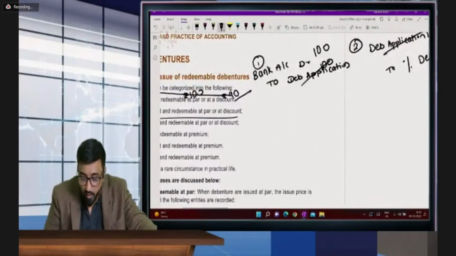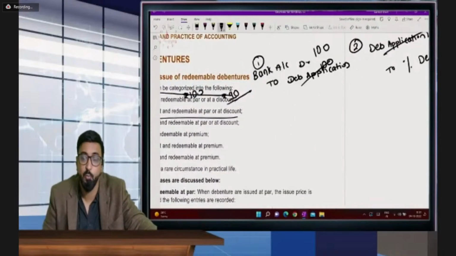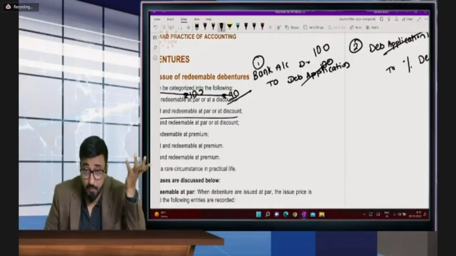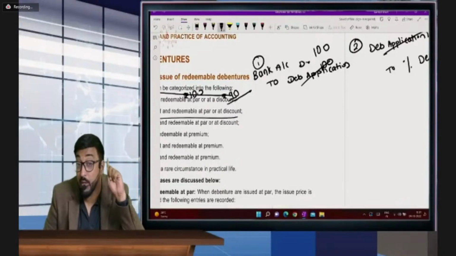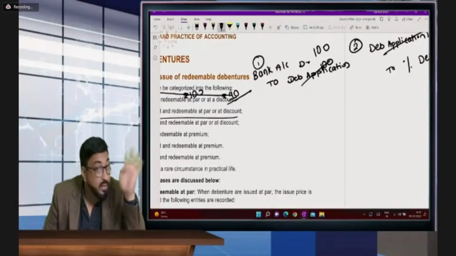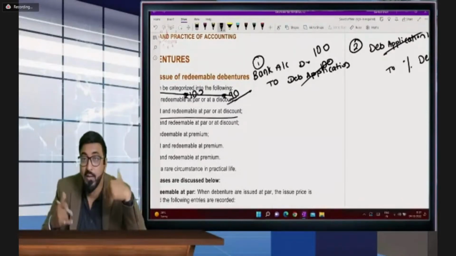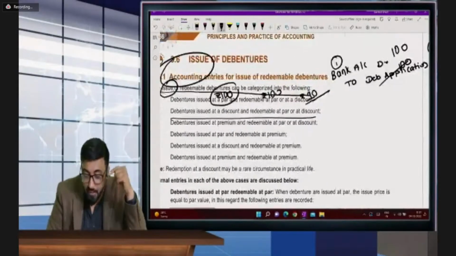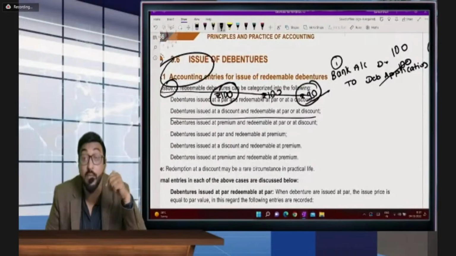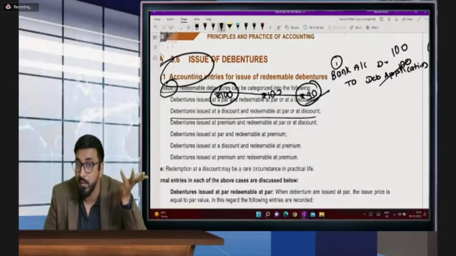Sir, what about if we are paying only 90 rupees? If we are paying 90 rupees, it means you are in profit. But remember the prudence concept: what does it talk about? Anticipated losses are recorded today, but anticipated profit is never recorded. So today I am getting 100 rupees, but I am giving 90 rupees back. Giving 90 rupees back means I will be in a profit of 10 rupees.